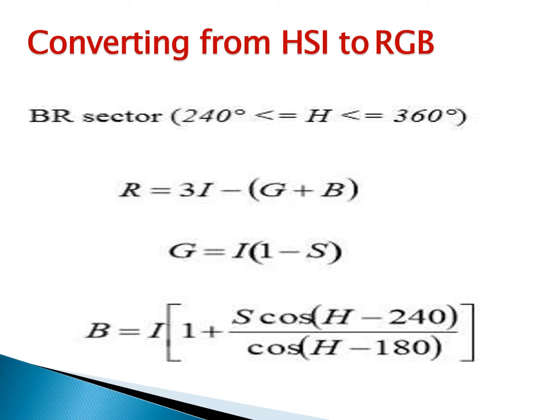In the BR sector, where the angle is between 240 degrees and 360 degrees, if h is in this range, we subtract 240 degrees from it, so h is equal to h minus 240 degrees, and then the RGB components are calculated by using the saturation, hue and the intensity. The uses of these three equations will be discussed in many places in image processing systems.